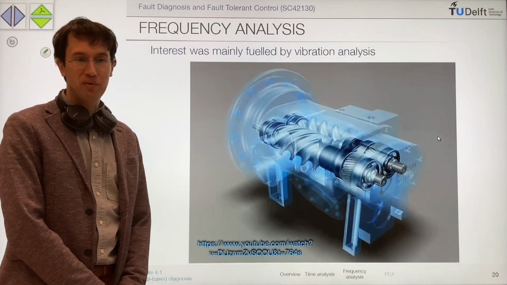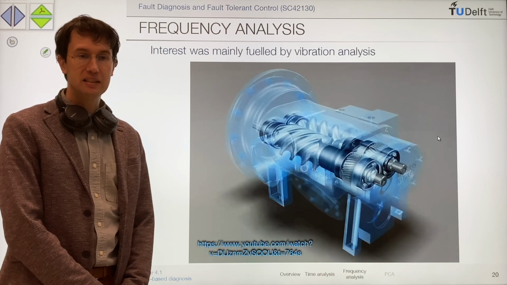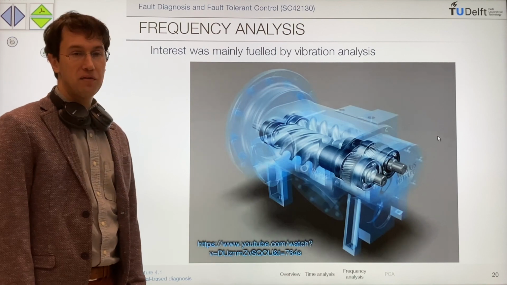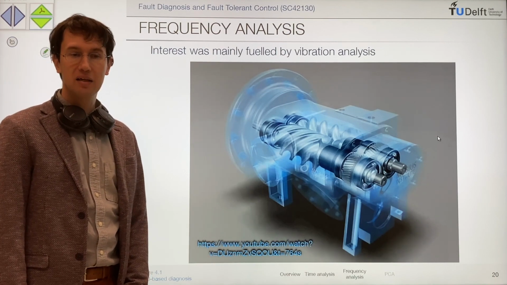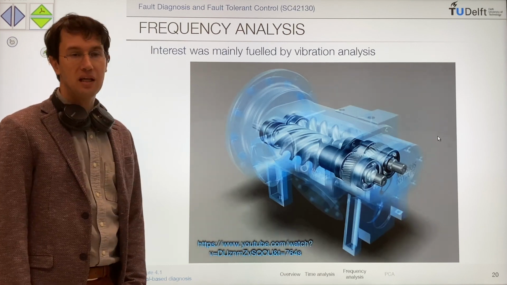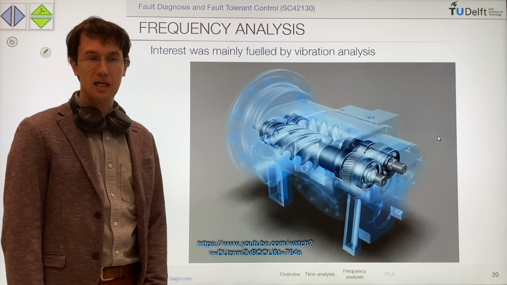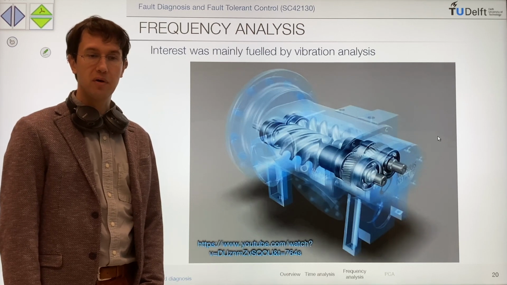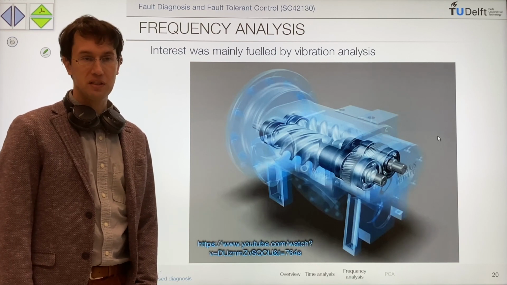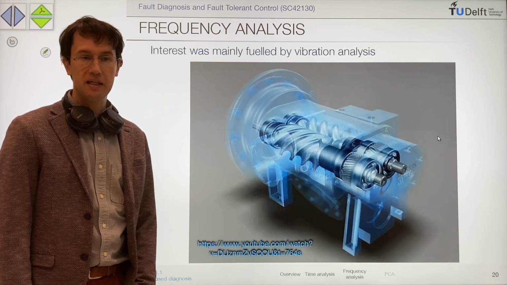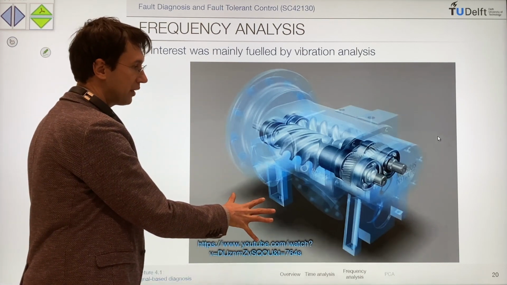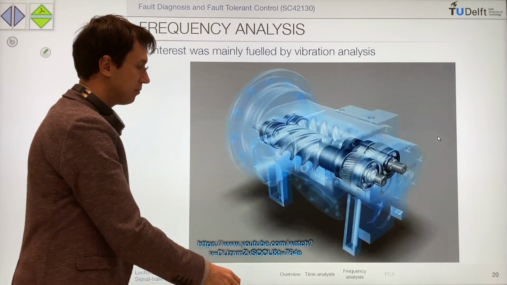A typical example for applying frequency analysis methods for fault diagnosis is for signals that are periodic and stationary. And this occurs a lot for rotating machines like pumps, turbines, engines that are operating in constant conditions. So constant speed and constant loading. And this is an example showing what happens for this kind of pump.